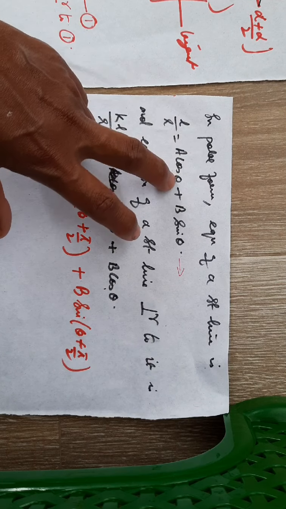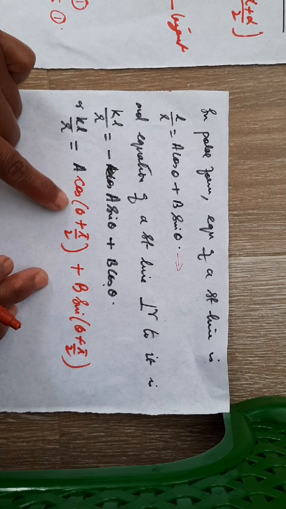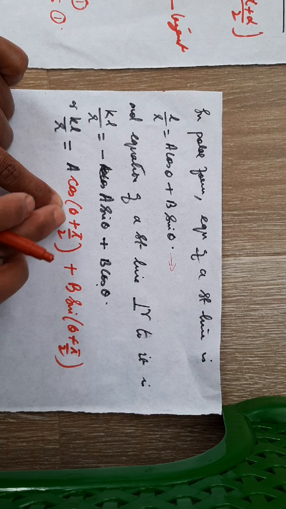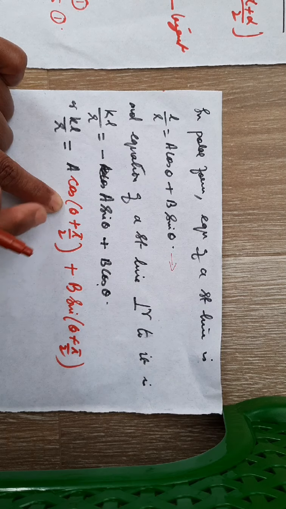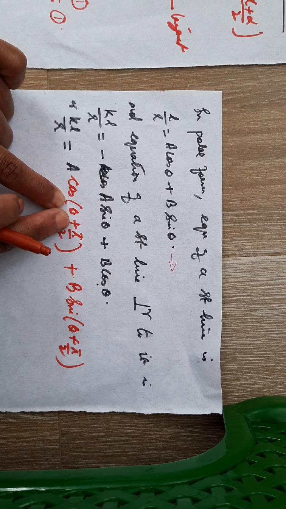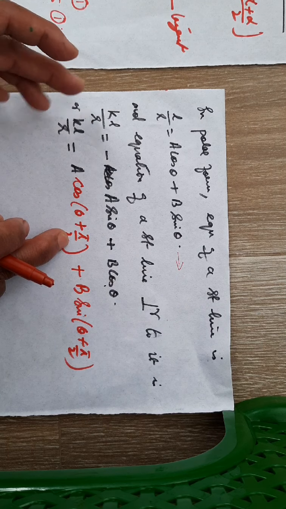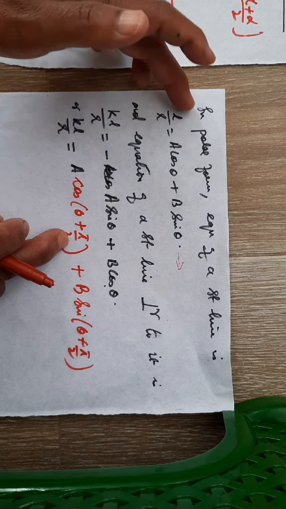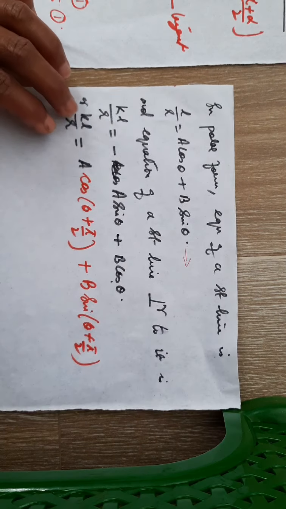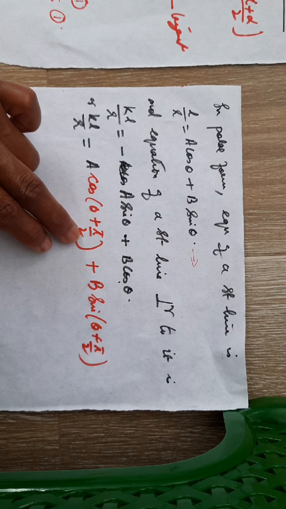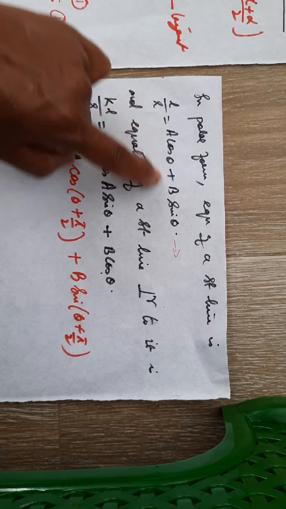L by R is equal to A cos theta plus B sine theta. If you compare these two, what we see is that in the line which is perpendicular to this one, theta has been replaced by theta plus pi by 2. Also, on the left hand side, it is a multiple k times whatever is the term on the right hand side of the equation of the line in polar form. So kL by R is equal to A cos of theta plus pi by 2 plus B sin of theta plus pi by 2 represents a line which is perpendicular to this line.